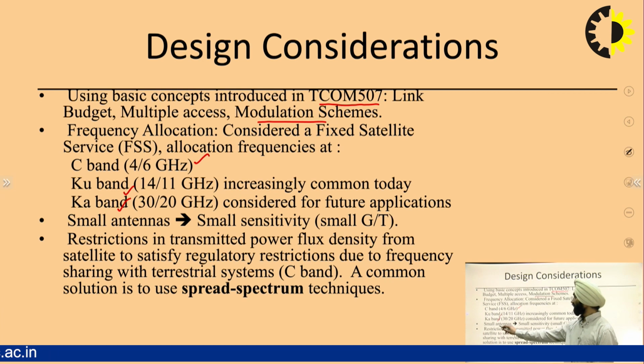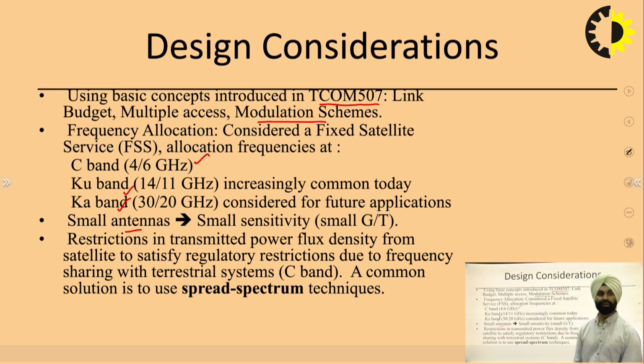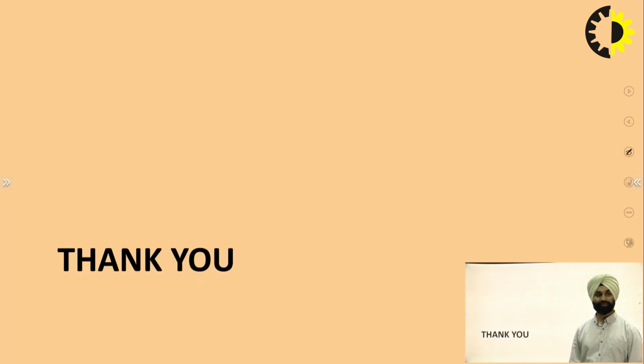And for the smaller antenna, we have already said that we have to have a small sensitivity, and that is why we have smaller G by T ratio. So in this way, we are serving a number of users for the VSAT. To increase the number of users, we use spread spectrum technology, which is generally CDMA. So this is all about the VSAT.